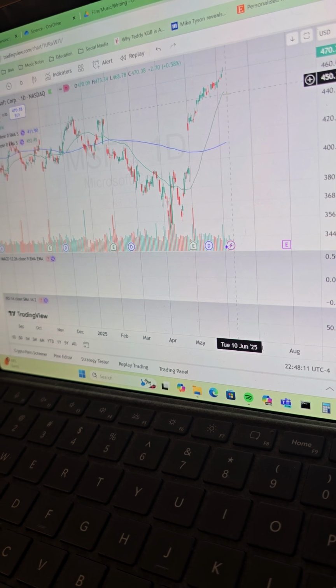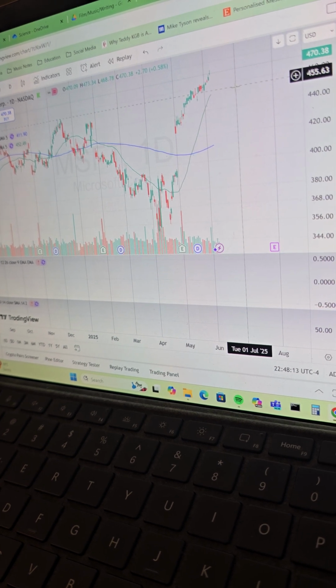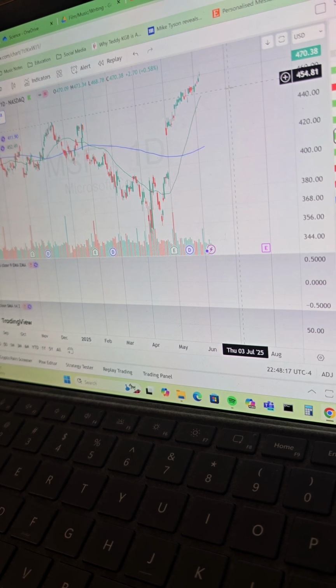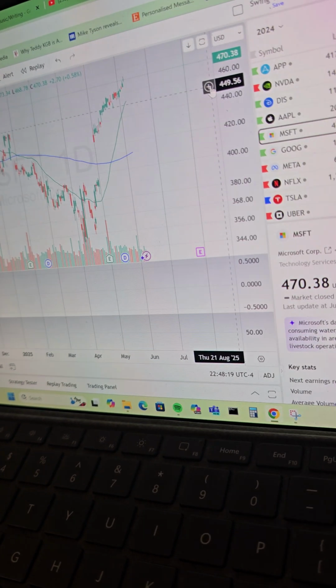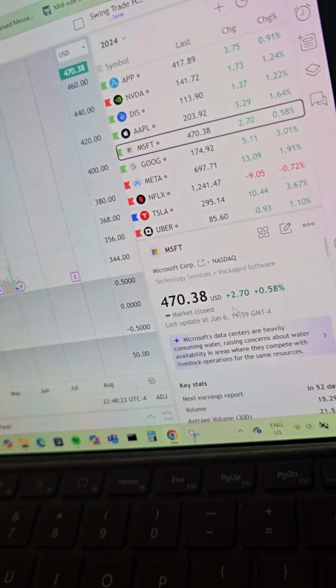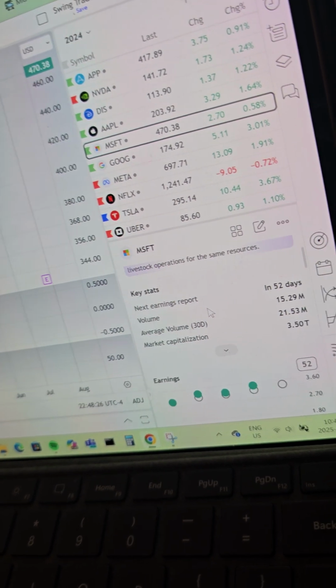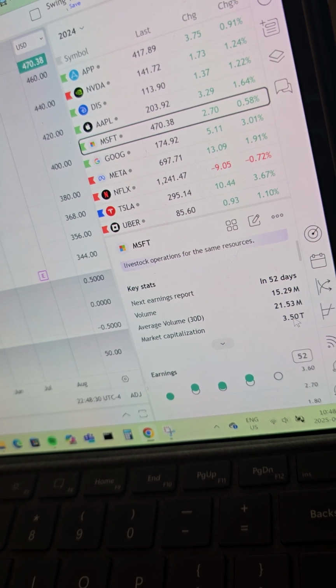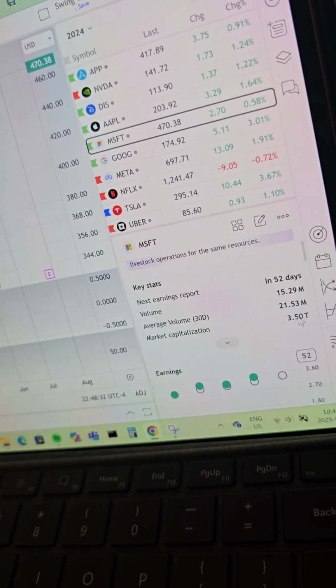Microsoft, looking like it's overextended. So July might get stuck. But the thing about Microsoft is, where's this market cap? Size of the company is $3.5 trillion. Biggest company in the world. $3.5 trillion.